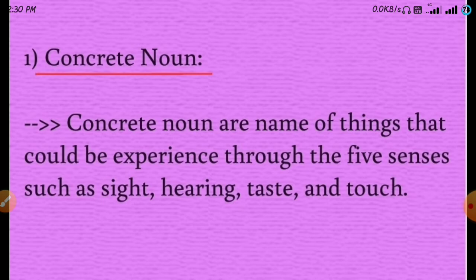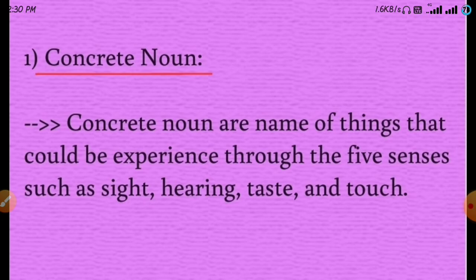Concrete nouns are the names of things that can be experienced through the five senses such as sight, hearing, taste, and touch. In simple words, the things which are physical, that means we can see them and we can touch them, all of those things can be considered concrete nouns, right? For example, people. You can hear the people, you can see the people, right? Even you can touch the people.